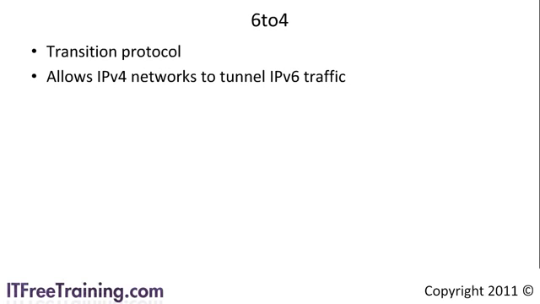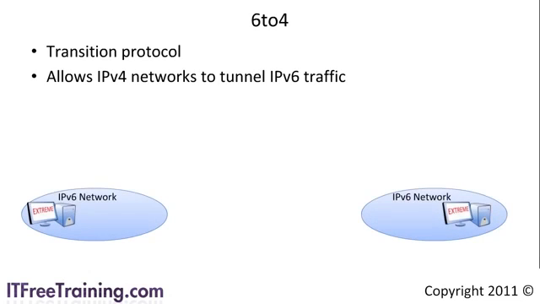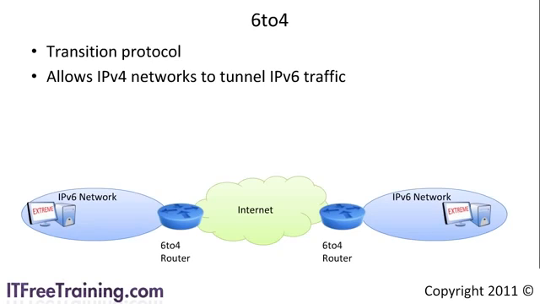6to4 allows existing IP version 4 networks to be used to tunnel IP version 6 traffic. Consider this example. There are two IP version 6 networks and you want to communicate between them. Between them you have the Internet, which at this time is mostly IP version 4, with very little IP version 6 routing. To communicate between the two networks, a 6to4 router is used to tunnel the IP version 6 protocol over the Internet.